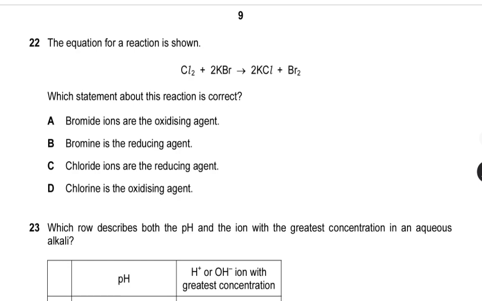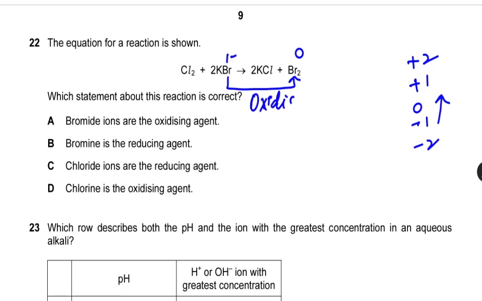22nd MCQ. The equation for the reaction is shown. Which statement about this reaction is correct? Bromide ions are the oxidizing agent. This one is the bromide ion, with a charge of minus 1. First of all, tell me the bromide ion and bromine. Always remember, minus 1 moves to 0, so there is an increase in oxidation state. So it will be oxidized, and the substance which is oxidized is the reducing agent.